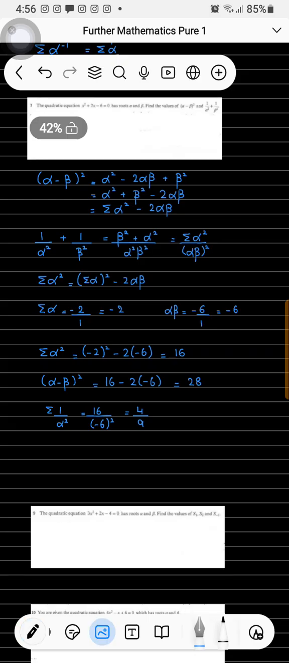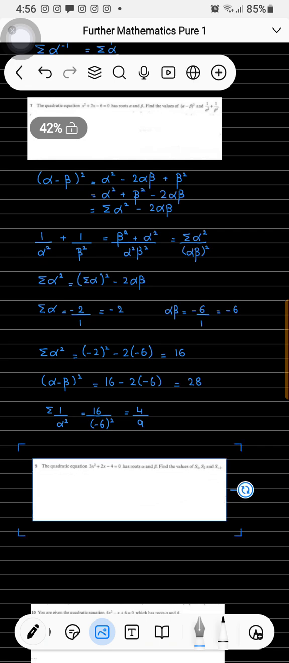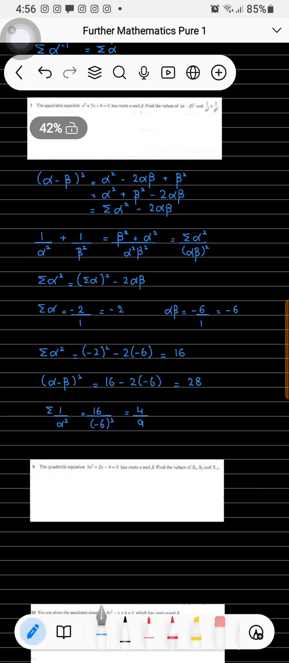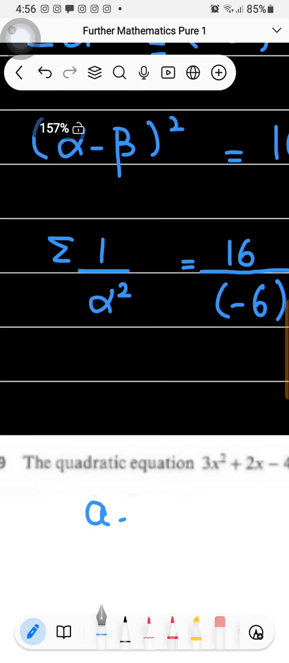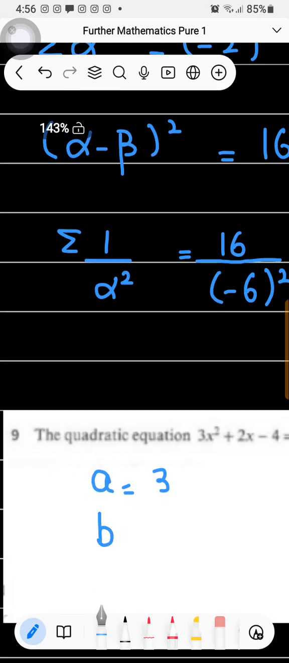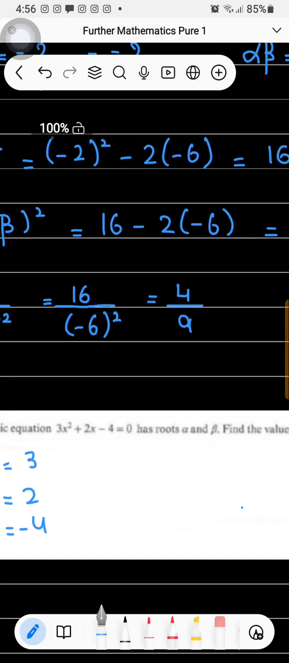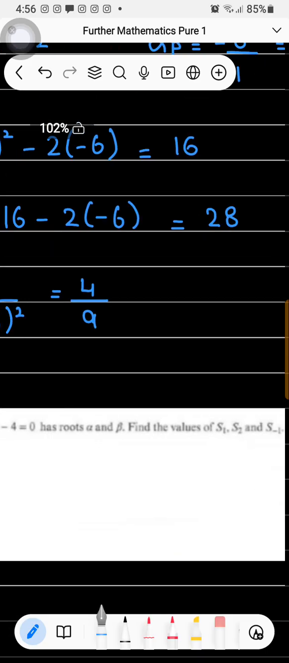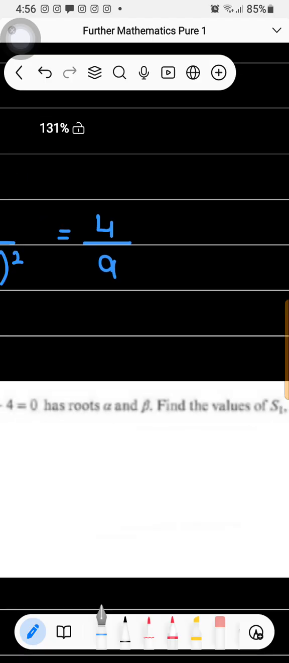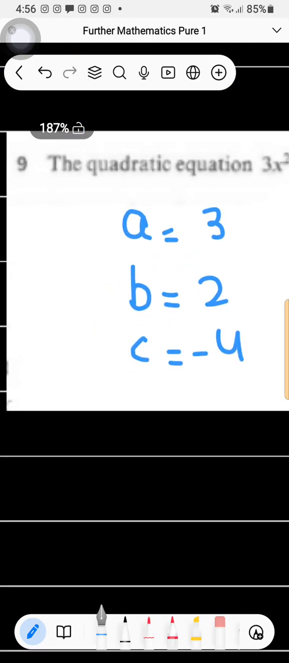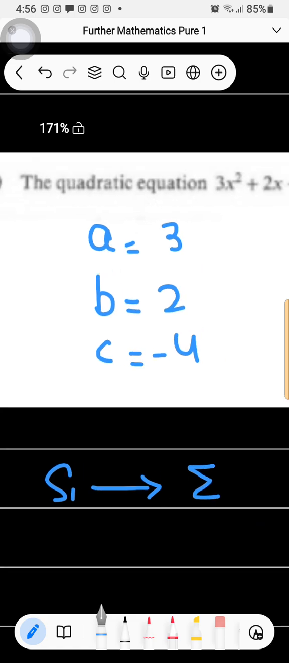Let me move to the next question. In this question, the quadratic equation 3x square plus 2x minus 4, so a equal to 3, b equal to 2, and c equal to minus 4, has roots alpha and beta. Find the value of S1, S2 and S minus 1. So what is S1? Let me write here, S1 is sum of alpha.